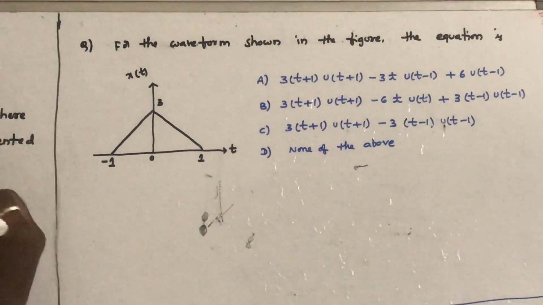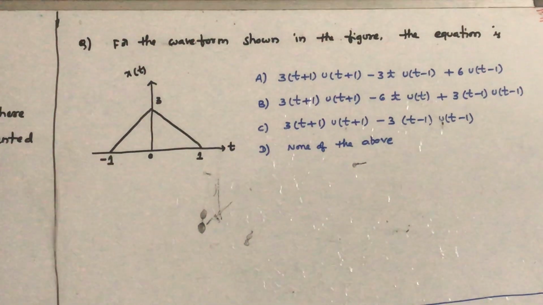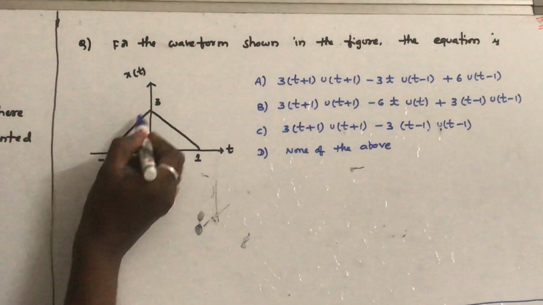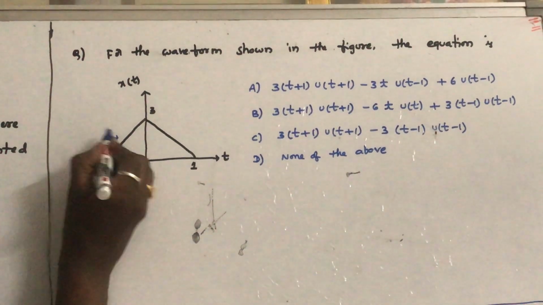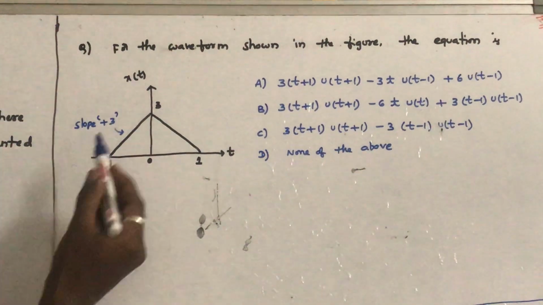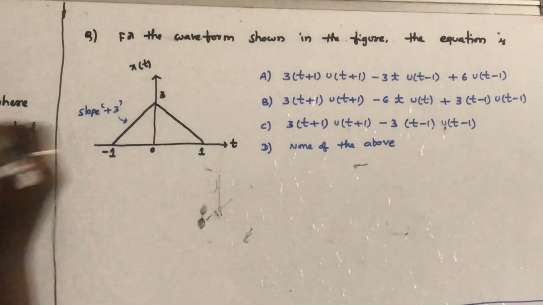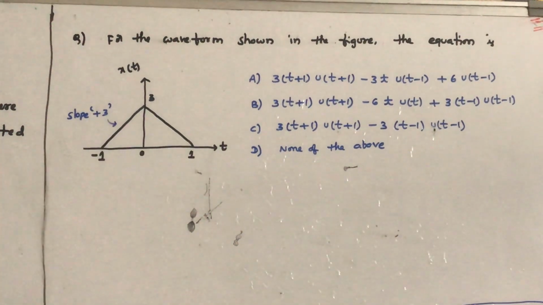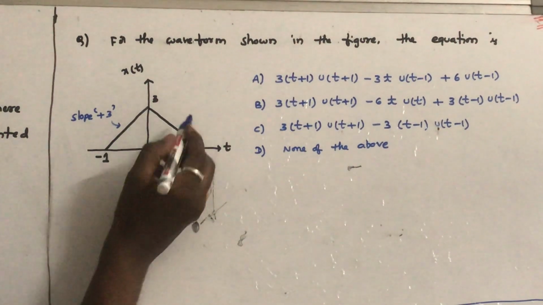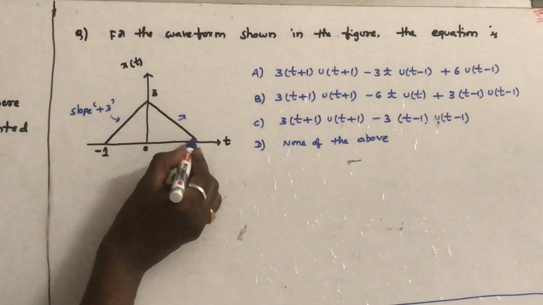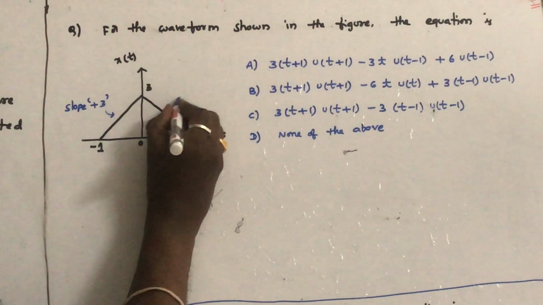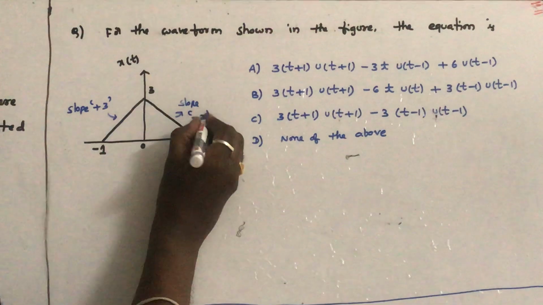First you have to identify, during the interval minus 1 to 0, that means 1 unit, the amplitude increases by 3 units. Therefore you have to mention the slope as plus 3. Why? Because with slope plus 3, for every unit the amplitude rises by 3 units. That means the slope of this line is 3. Similarly, during the interval 0 to 1, the amplitude decreases from 3 to 0. What is the slope of the line? For every unit the amplitude decreases by 3 units. Therefore the slope is minus 3. First you have to identify this.